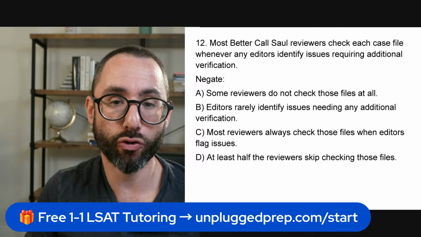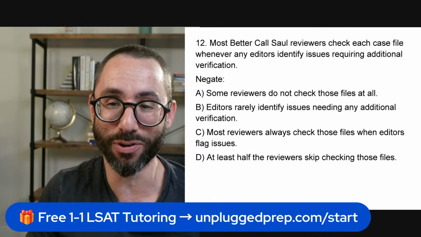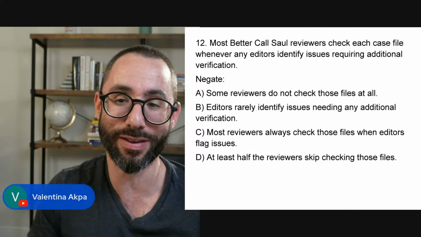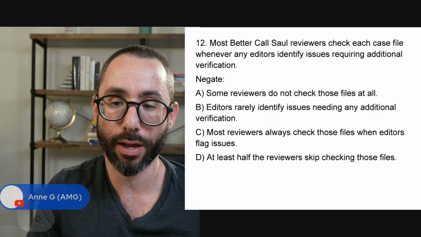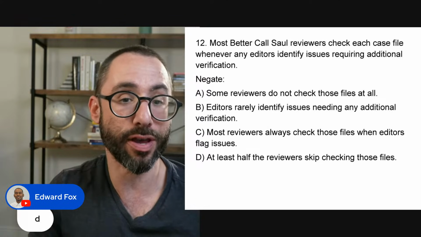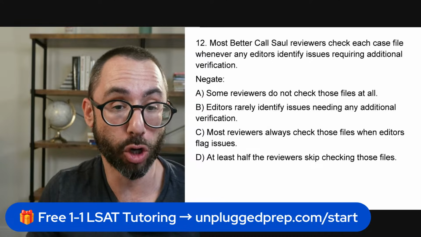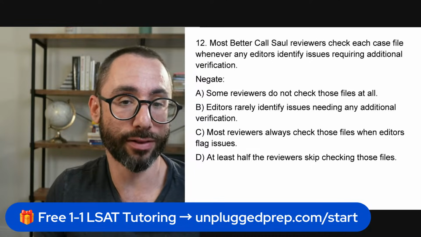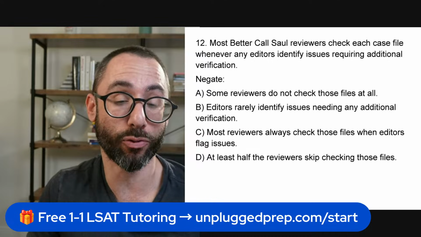We got some folks dropping the answer in the chat here. You all nailed it. These most examples got you all cleared up on this. So Luke says D, Zuli says D, Valentina, Osvaldo, Autumn, Jolene, Michael, and Edward all saying D as in Delta. D as in Delta is in fact correct. So opposite of most is not a majority. And so to negate that, we want to say at least half skip checking the files, which would make it impossible for us to have a majority.